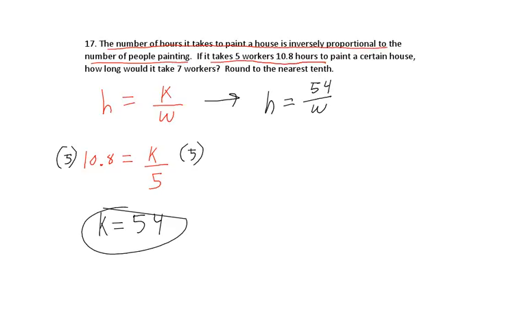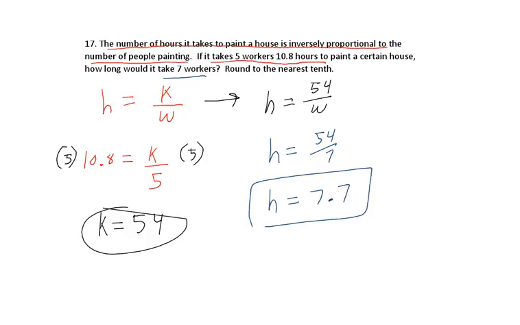How long would it take 7 workers? So with that, we will do 54 divided by 7. And if you put it in the calculator, the answer is going to be 7.7. And that's what we're looking for.